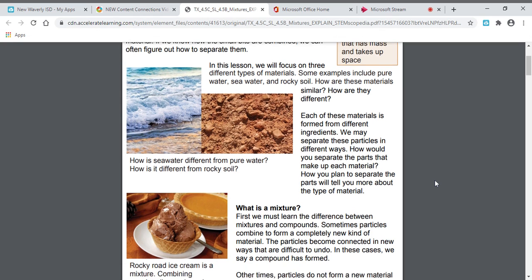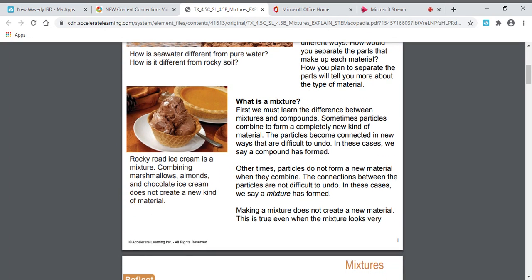Okay, let's continue on where it says, what is a mixture? So first we must learn the difference between mixtures and compounds. Sometimes particles combine to form a completely new kind of material. The particles become connected in new ways that are difficult to undo. In these cases, we say a compound has formed. Other times, particles do not form a new material when they combine. The connections between the particles are not difficult to undo. In these cases, we say a mixture has formed.